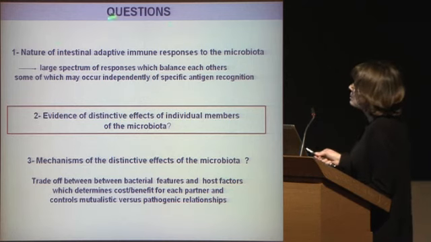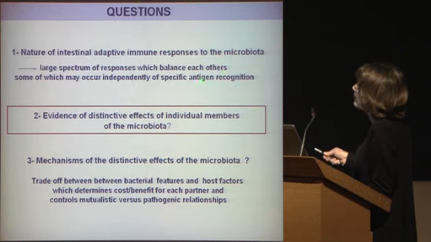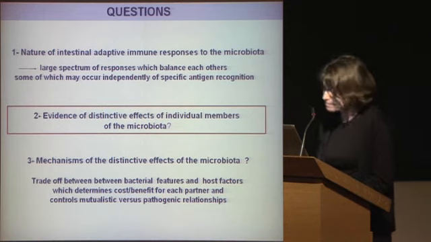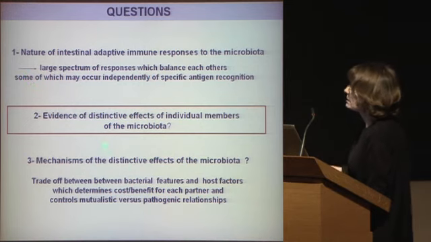So, at least for the first question, I think that our results, as well as others, show that there is indeed a large spectrum of responses which are induced in response to the complete microbiota. In the normal state, in an immunocompetent animal, these responses balance each other, but some of them may occur independently of specific antigen recognition. So the next question is, do we have evidence that individual members of the microbiota have different effects? And what can be the mechanism?